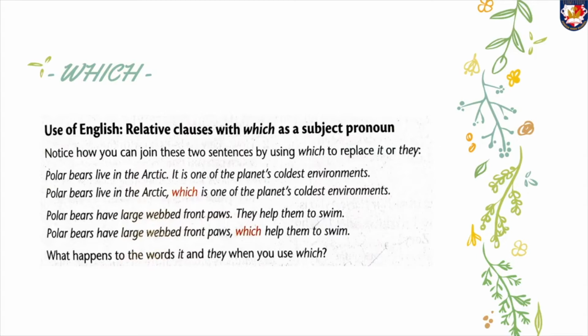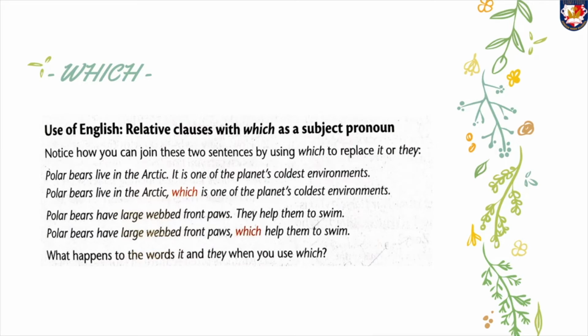Polar bears live in the Arctic. It is one of the planet's coldest environments. If we put which to combine these two sentences, we have to erase the use of it. So the sentence becomes, Polar bears live in the Arctic, which is one of the planet's coldest environments.